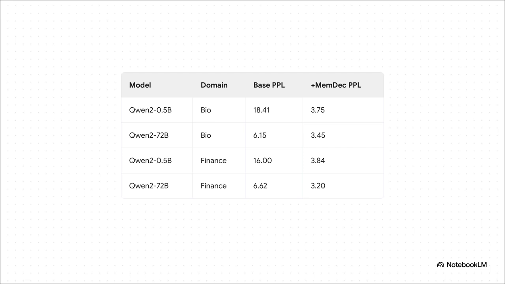So what about how well it performs? This table shows us something called perplexity. All you need to know is that a lower number is way, way better. And just look at those drops. They trained one small memory decoder and then plugged it into all sorts of models, from a small 500 million parameter one to a giant 72 billion parameter beast. And in every single case, for both biology and finance, MEMDEC made the models dramatically smarter.